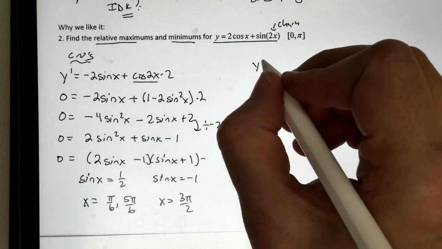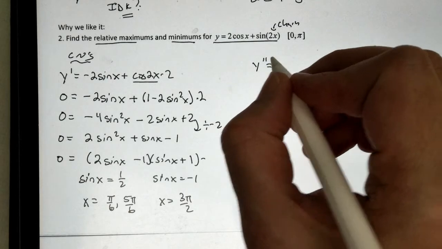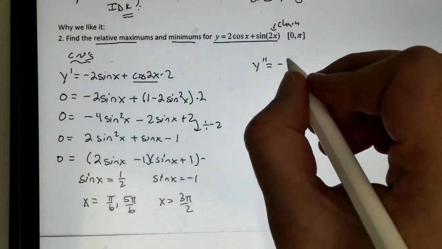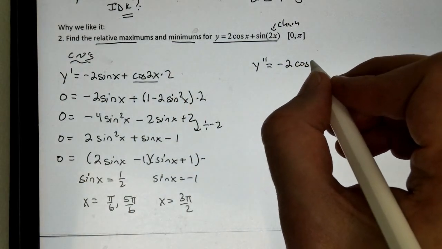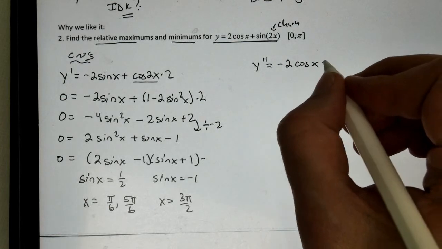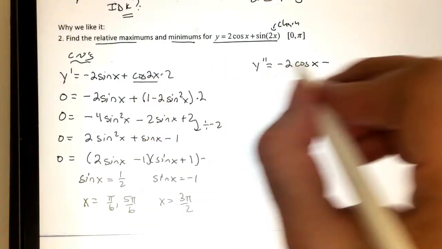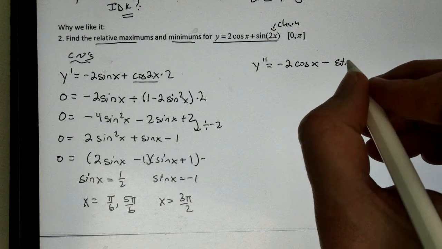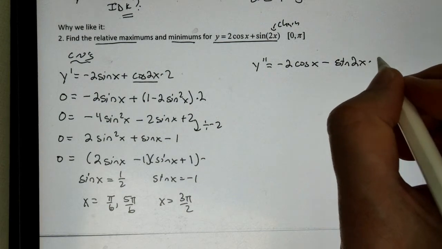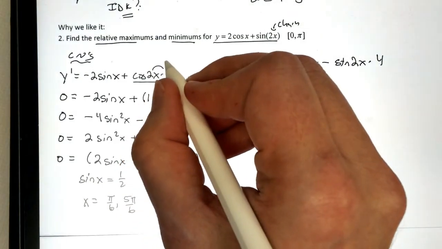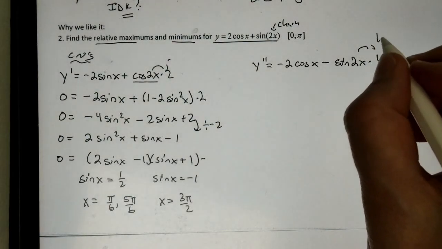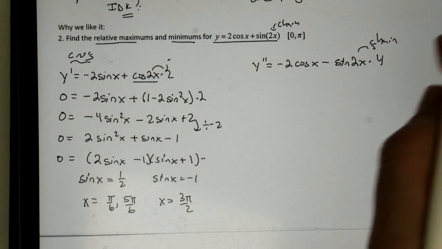So when we do our second derivative, ready? We already got our first derivative. We're going to get negative 2 cosine of x minus, be careful, this becomes sine of 2x times 4. Remember, I'm already multiplying by 2. I just got to do another chain right there, and that's where we get that 4. And this is what I want.